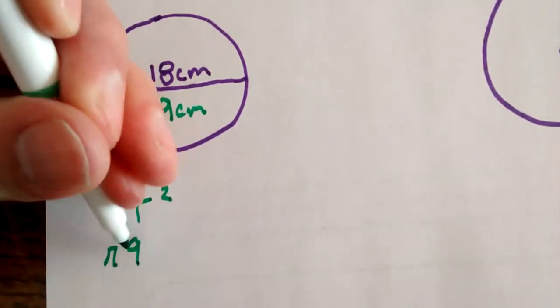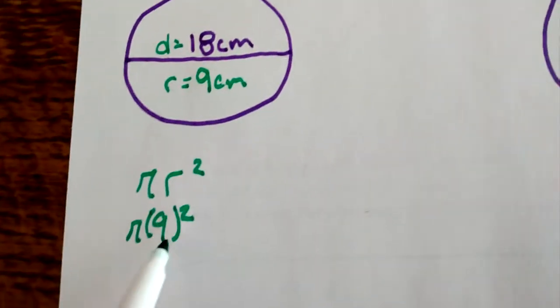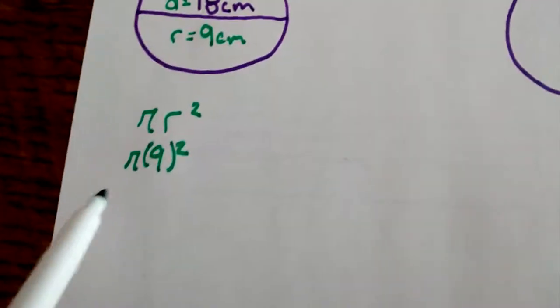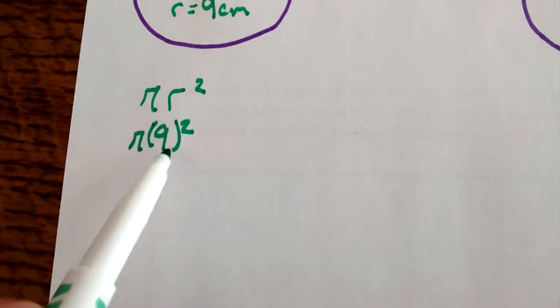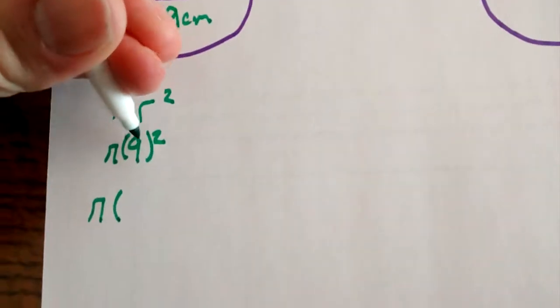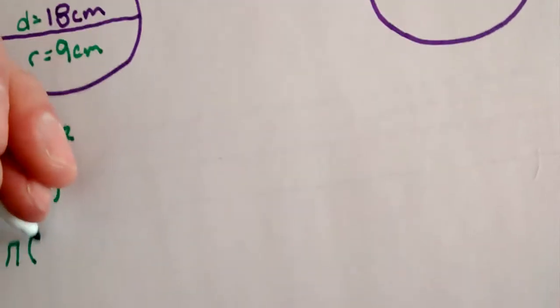Pi, 9 squared. Now my first step, using BEDMAS, is brackets. But there's only one digit in the bracket, so I don't have to do anything. My next step is exponents. And sure enough, I have an exponent, 9 squared. So I'll do that. Pi down there. 9 squared, or 9 times 9 equals 81.